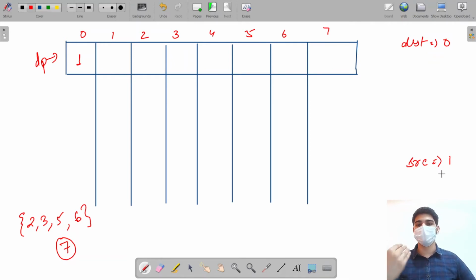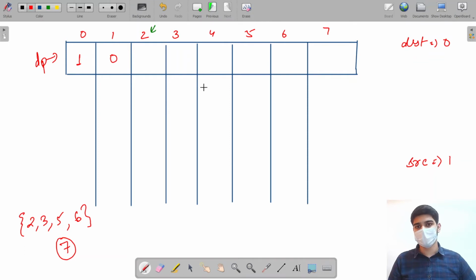What are the possible ways in which I can reach 0 from 1? I can only reach 0 from 1 if I have a coin which has value smaller than or equal to 1. In this case, my coins array has values starting from 2, right? We don't have any value which is smaller than or equal to 1. So I cannot ever reach 0 from 1. I cannot make a summation of 1 from the given set of coins, right? So the number of permutations would remain 0 in this case. Now if we move forward to position 2, right?